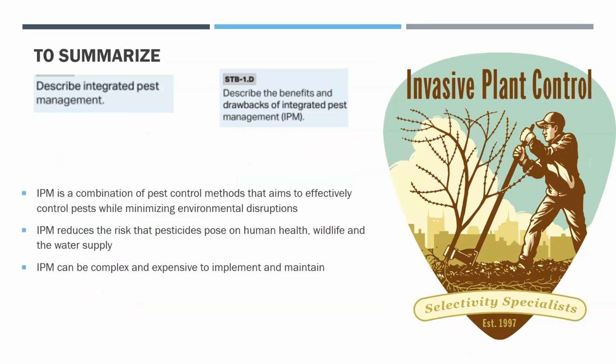So to summarize, our goal was to describe integrated pest management and describe the benefits and drawbacks of an integrated pest management plan. Integrated pest management, we learned, is the combination of pest control methods that aim to effectively control pests while minimizing environmental disruptions. It reduces the risk that pesticides pose on human health, wildlife, and the water supply, but it can be complex and expensive to implement and maintain.